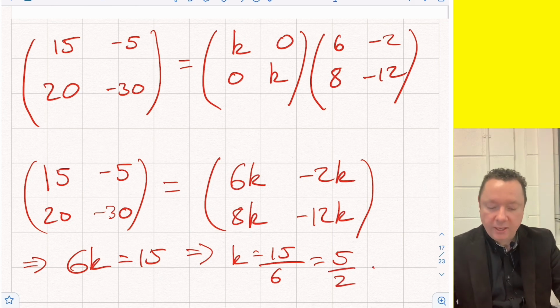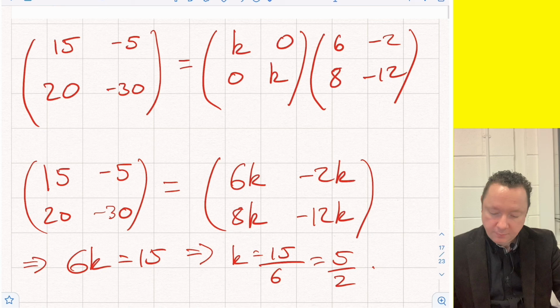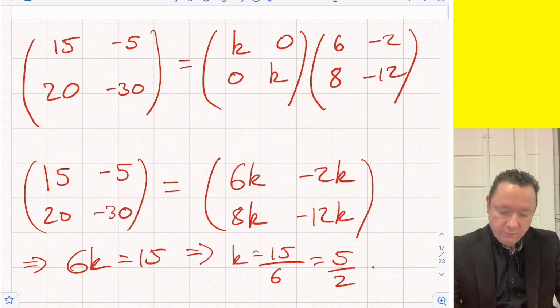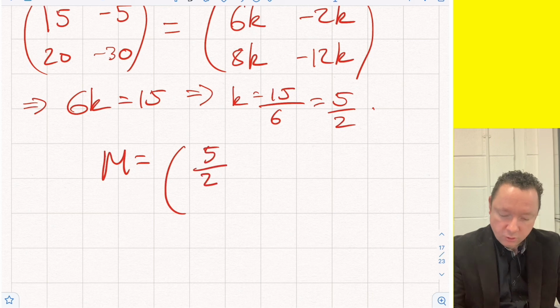We could do a quick check to make sure that that works for all of them. So let's just check that 5 over 2 is actually what k is. Minus 2 times 5 over 2 is just minus 5, that's fine. 8 times 5 over 2, 8 5s is 40, divided by 2 is 20, excellent. Minus 12 times 5 over 2, that's minus 6 times 5, which is minus 30. So 5 over 2 is working for all of the elements, so we now know that k is definitely 5 over 2. And therefore our transformation matrix M just equals 5 over 2, 0, 0, 5 over 2.